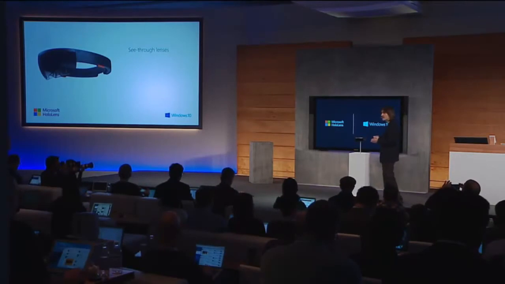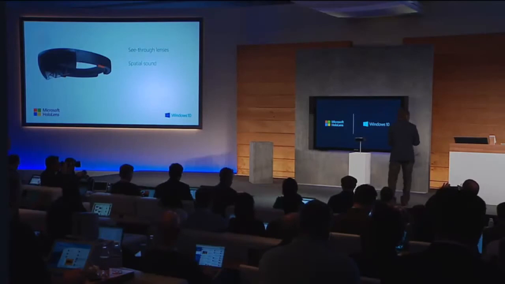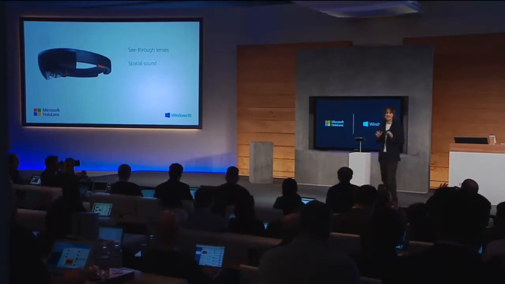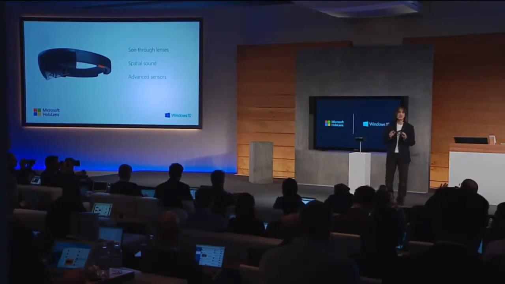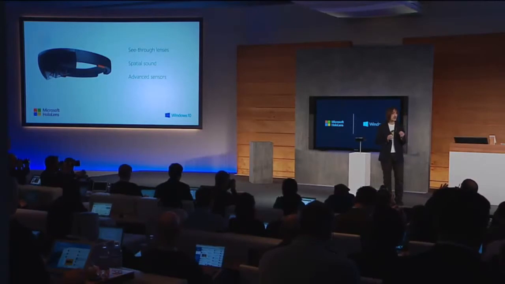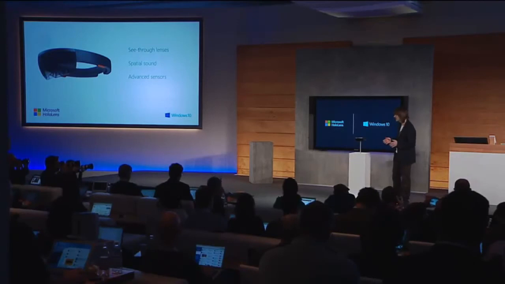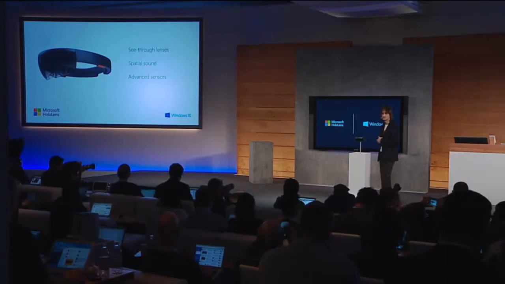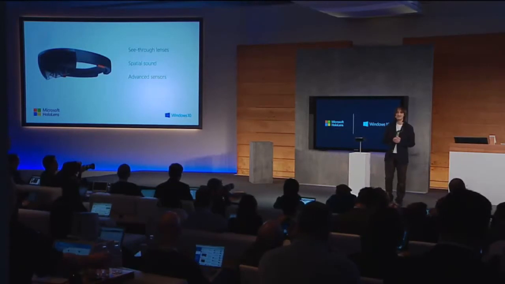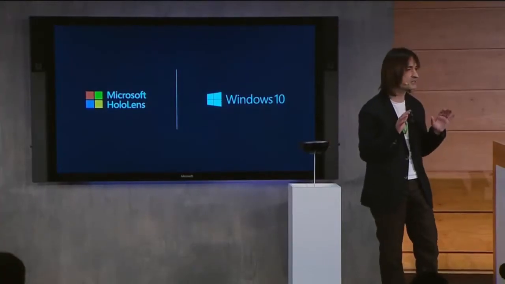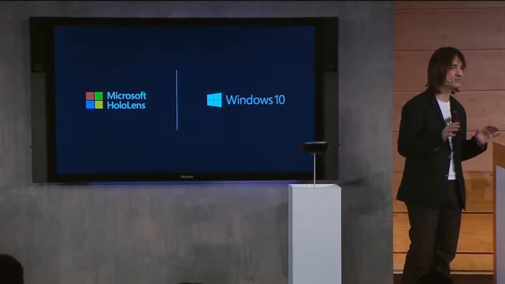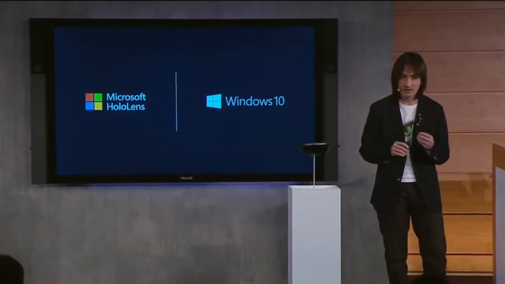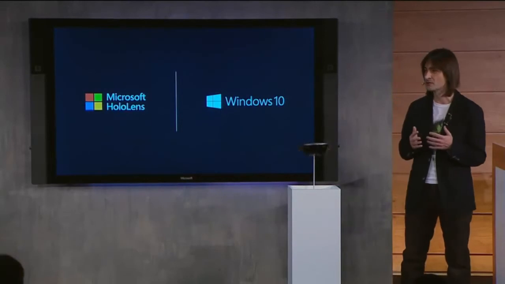HoloLens has spatial sound, so we can hear holograms even when they're behind us. It has advanced sensors to capture information about what we're doing and the environments we're in. Now, HoloLens comes with a built-in, high-end CPU and GPU. But that wasn't enough. To handle all the processing required to understand the world around us, we had to go beyond the traditional CPU and GPU.